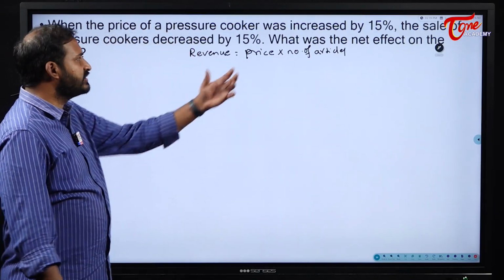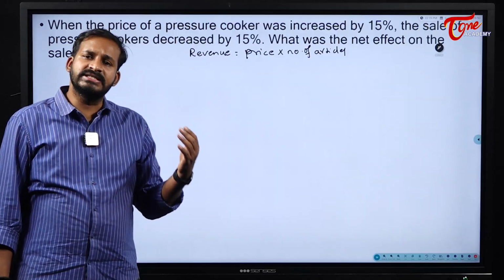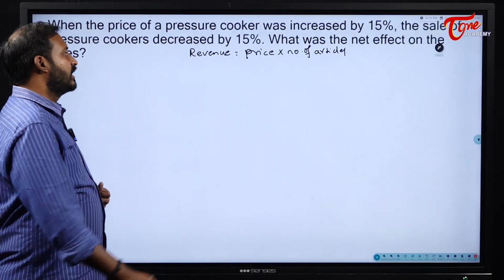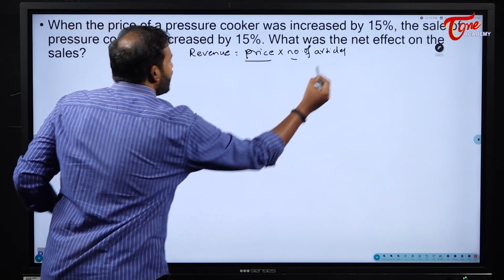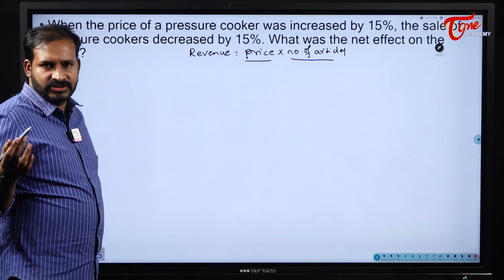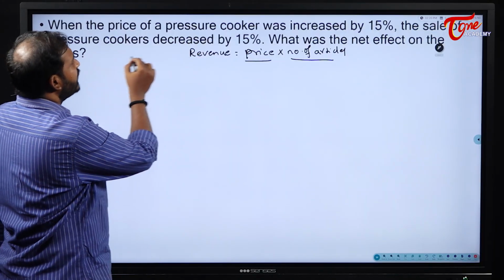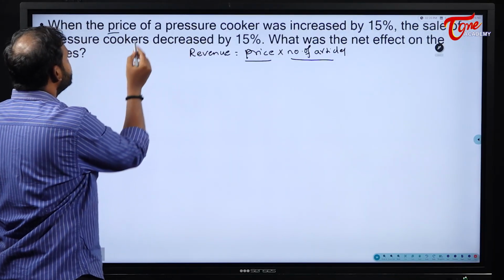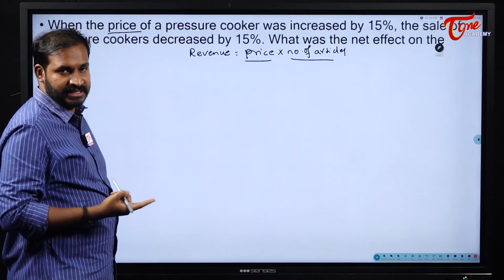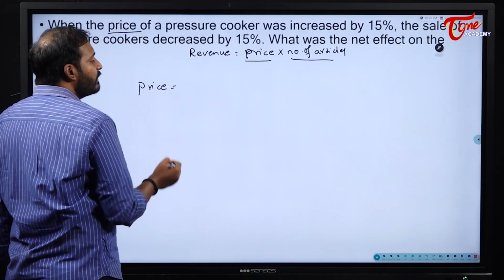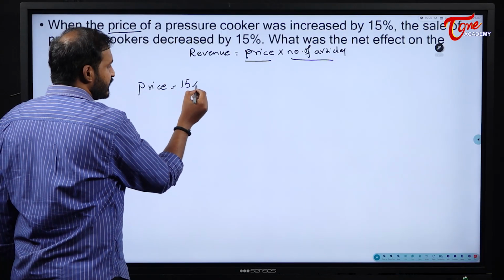Based on this concept only. So instead of following this technique, we will see this one with our simple shortcut method. Very effectively we will get our answer. Now we will see what happens to my price and number of articles sold, initial and final. Now when it comes to the price, what happened to the price of the pressure cooker? It is increased by 15%, right?